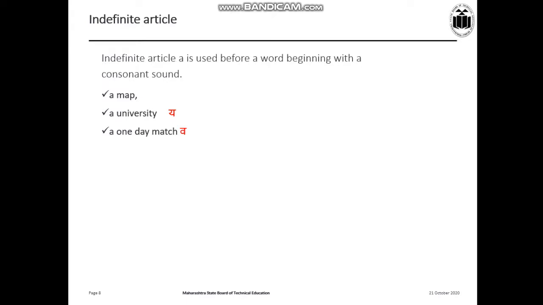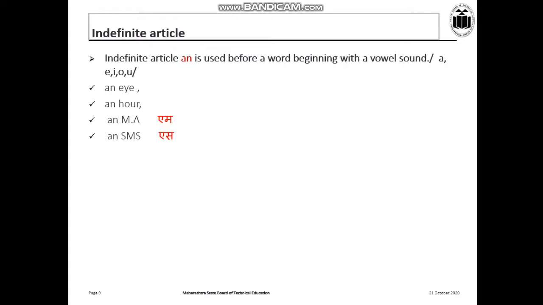Okay, there are many words like a boy, a river, a pen, a desk, a hat. These are all the examples for indefinite article a. The indefinite article used before a word beginning with a vowel sound is an.